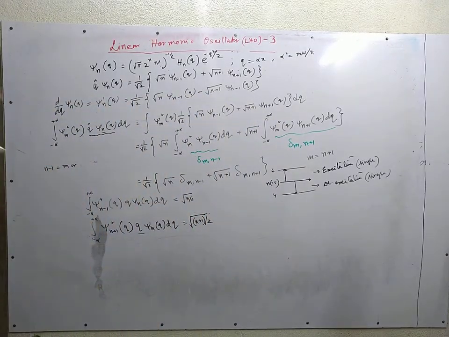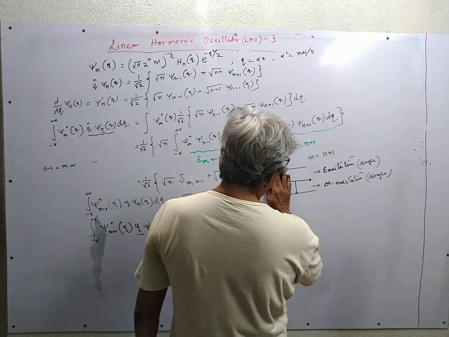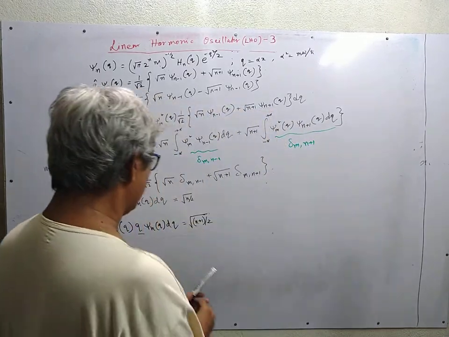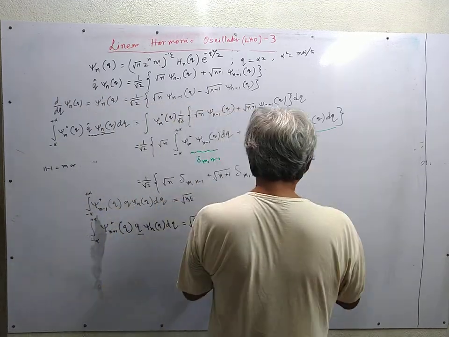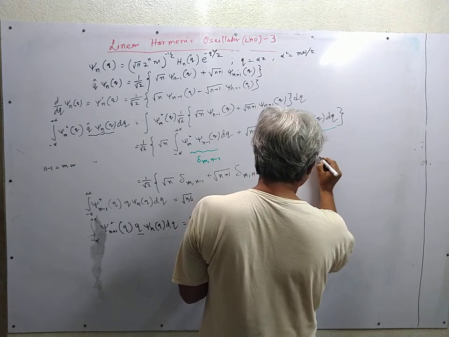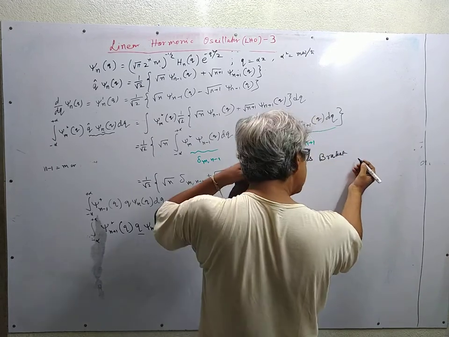I will continue this discussion for other matrix elements, but before going to that, I want to introduce a shortcut notation, that is Dirac's bra-ket notation. I am going to introduce Dirac's bra-ket notation.